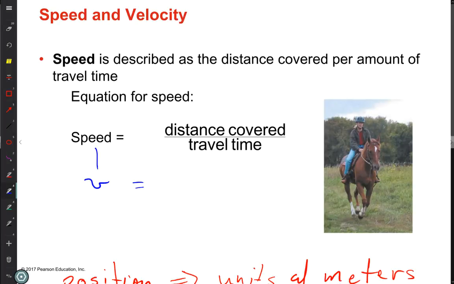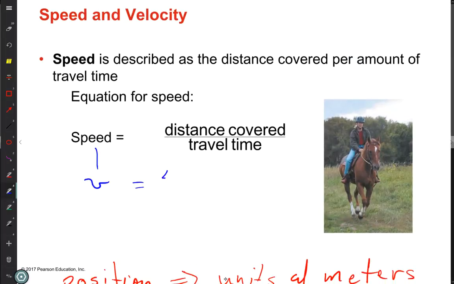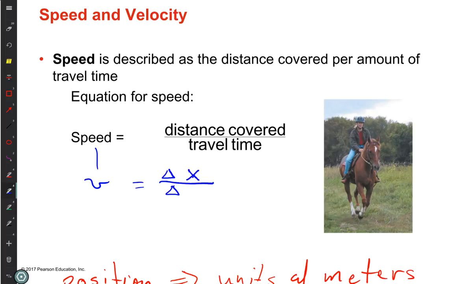Now, the distance covered, the words I used below, instead of distance covered, I said change in position. In physics, we have a symbol for change in. And that symbol is a capital Greek delta. So I put delta for change in position over change in time. X is the symbol we use for position. So delta X, when I write that down, my brain says change in position. Yours at this point doesn't, I'm guessing.